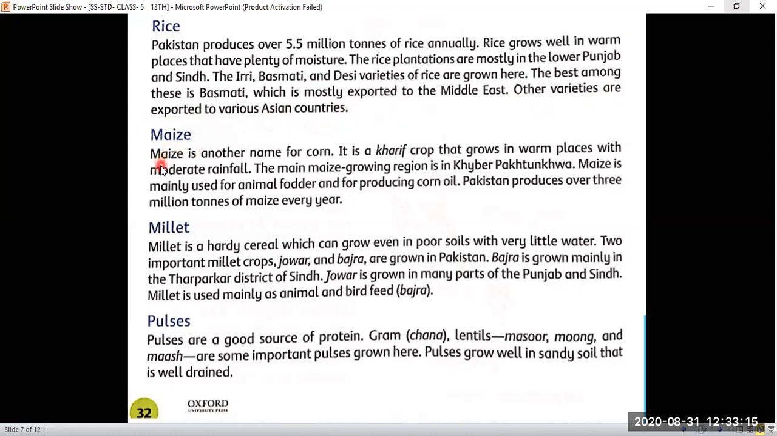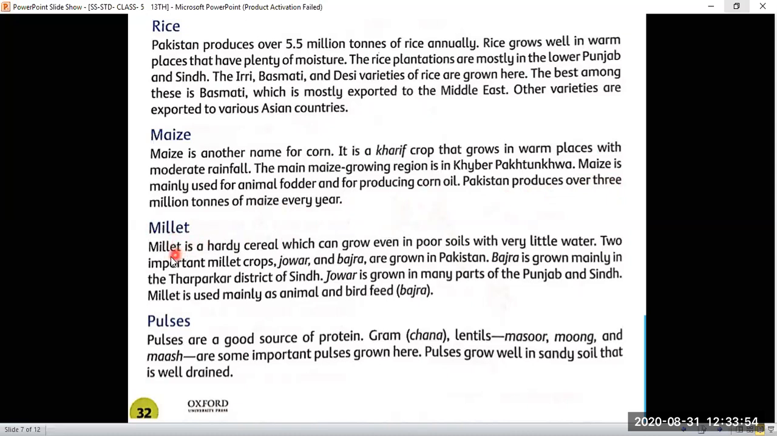Maize. Maize is another name for corn. It is a kharif crop that grows in warm places with moderate rainfall. The main maize growing region is in Khyber Pakhtunkhwa. Maize is mainly used for animal fodder and for producing corn oil. Pakistan produces over 3 million tons of maize every year.